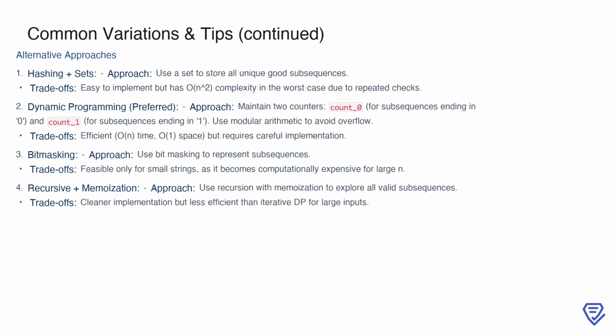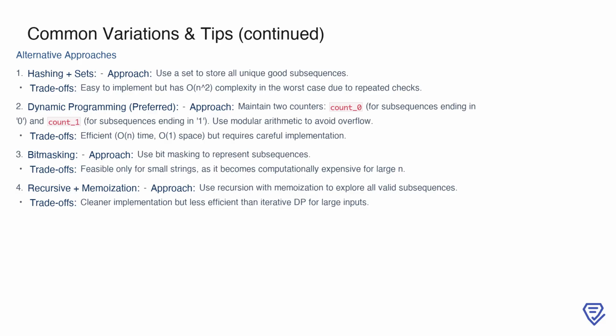There are several approaches to solving this problem, each with its own trade-offs. One option is to use hashing combined with sets to store all unique good subsequences. While this is straightforward to implement, it can have a worst-case complexity of O(n^2) due to repeated checks, making it inefficient for large inputs. A more efficient and preferred approach is dynamic programming. By maintaining two counters, count_0 for subsequences ending in 0 and count_1 for those ending in 1, you can achieve O(n) time complexity and reduce space usage to O(1) by using rolling variables. Modular arithmetic ensures you avoid overflow when working with large numbers.